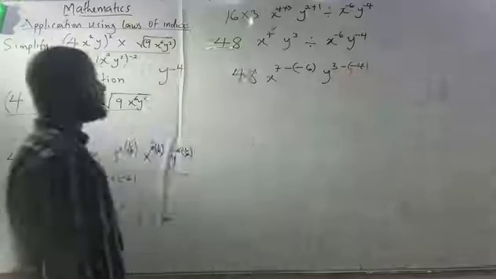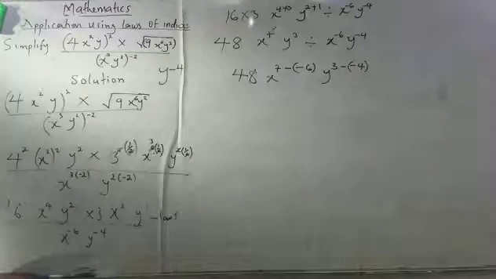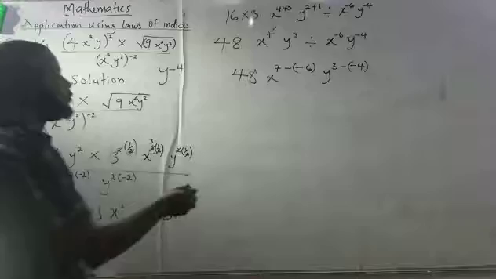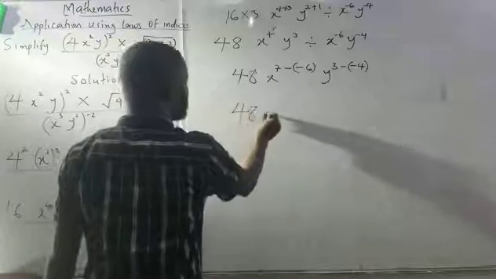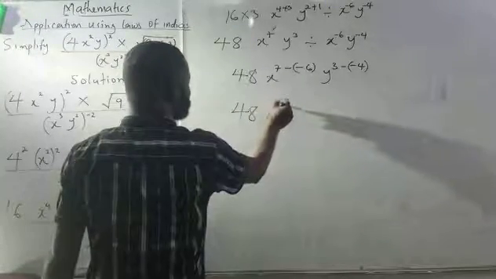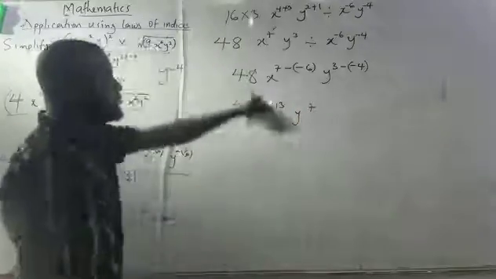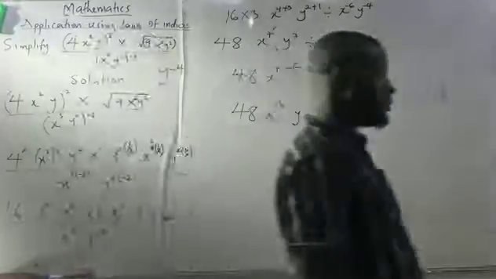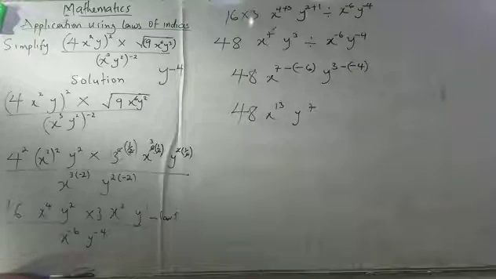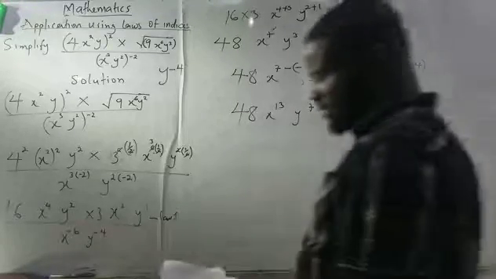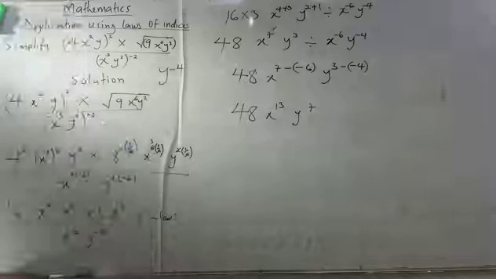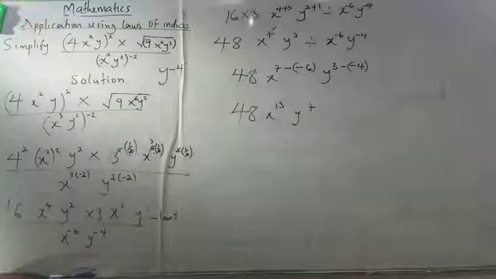Can you see that I just applied the second law, which is the division law? From here, I'll have 48, x raised to the power 13, and y raised to the power 7, because minus times minus is plus, and from there you have your answer. That is the first question on this part. Permit me to write the second question.